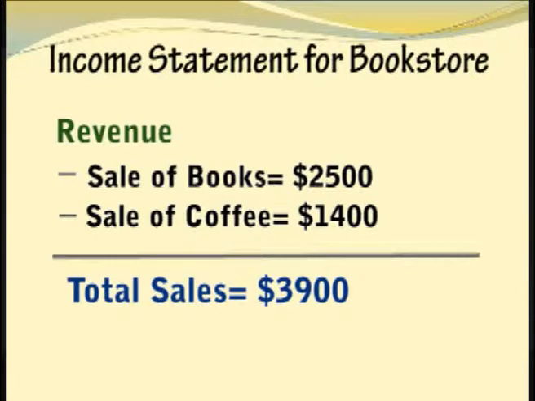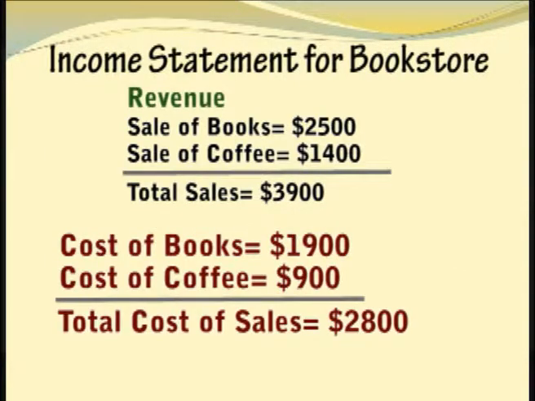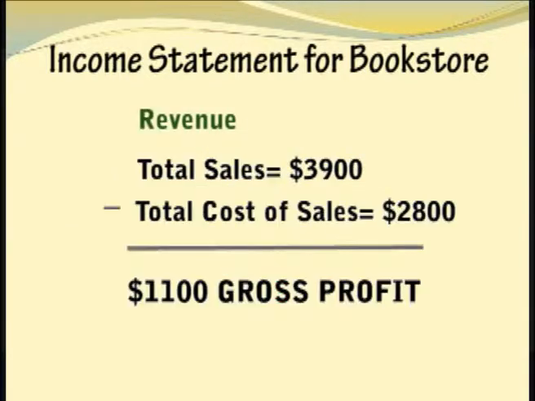Applying the same principle to cost of sales, you would put the cost of books for sale on one line, the cost of coffee on another line, add them together, and you've got total cost of sales. Subtract your cost of sales from your total sales, and that leaves you with gross profit. Gross profit is what you have available to cover your overhead or operating expenses.